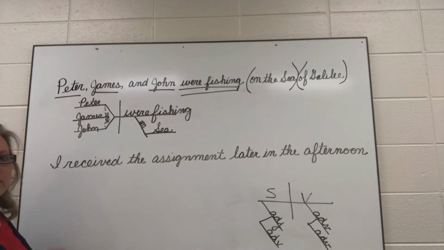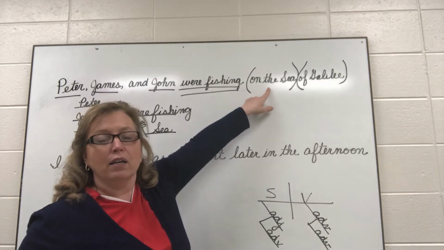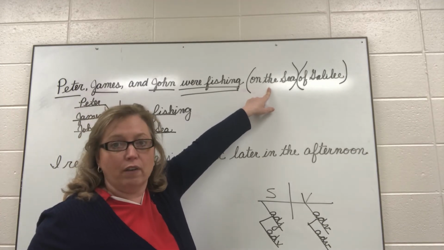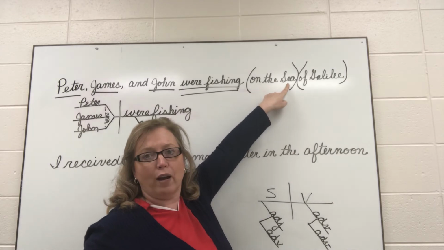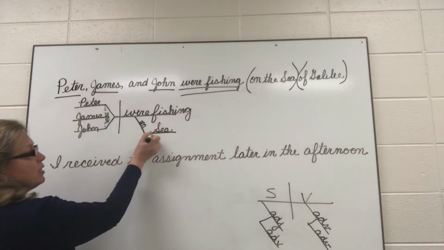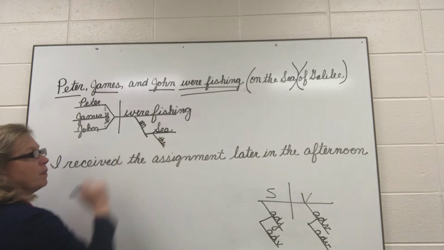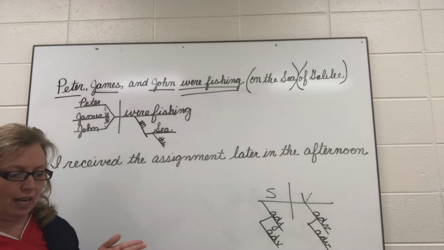Now, there's a word that was in that phrase, on the sea. The word the is always an adjective, and it comes right before the word it describes. So the describes sea. So go to the word sea, draw a line, and write the. Okay, it's going to be an adjective, so it's on a slanted line.